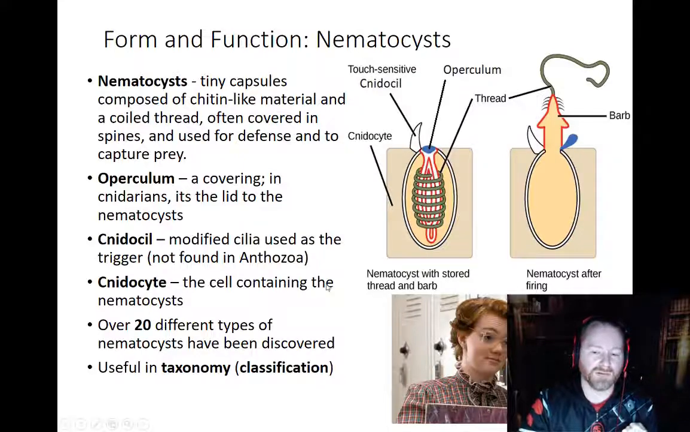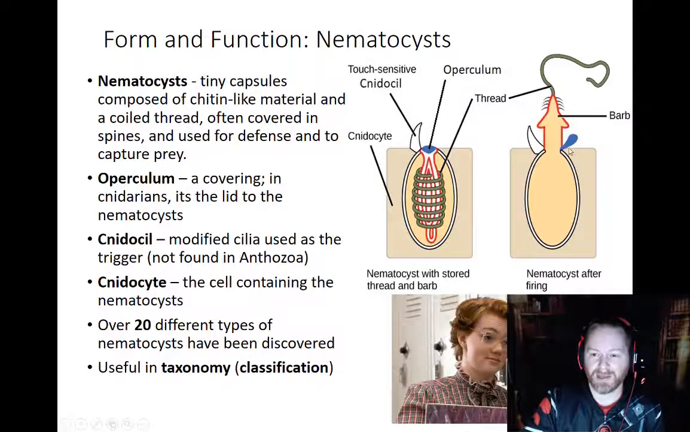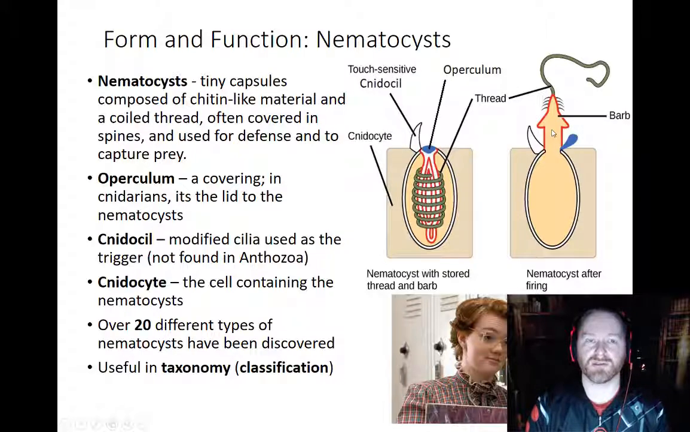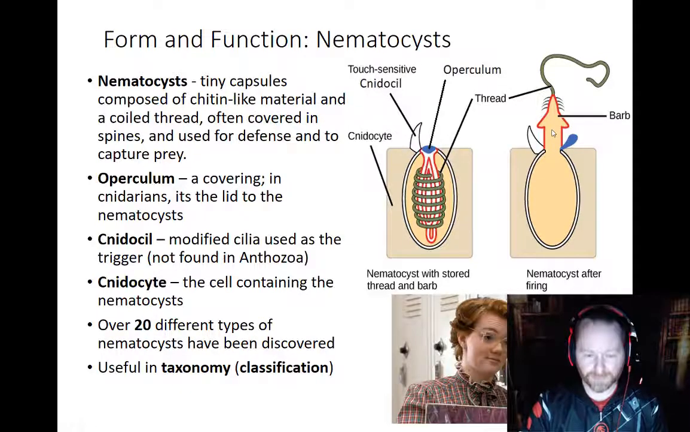Now, when we look at the nematocyst, the stinging cell, you can see that there's this thread that wraps around. There's a venom sac located on the inside, and once it's sprung, that's it. The barb and the thread will attach to the attacker or to its prey, and continue to deliver venom as long as it's attached.